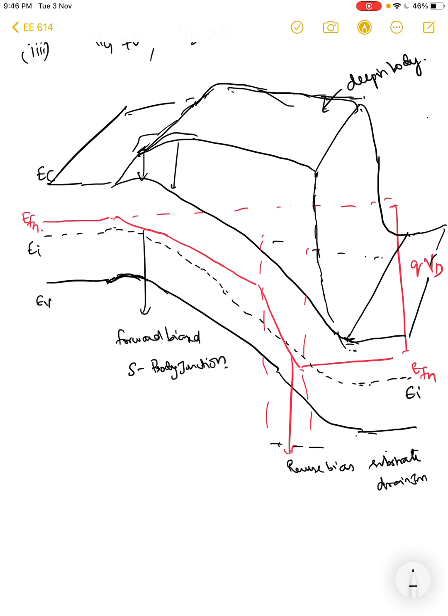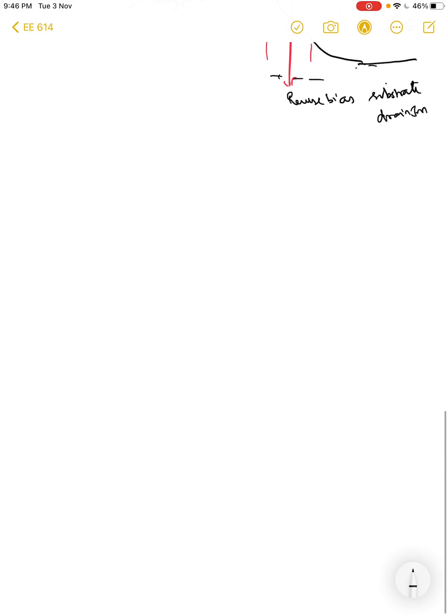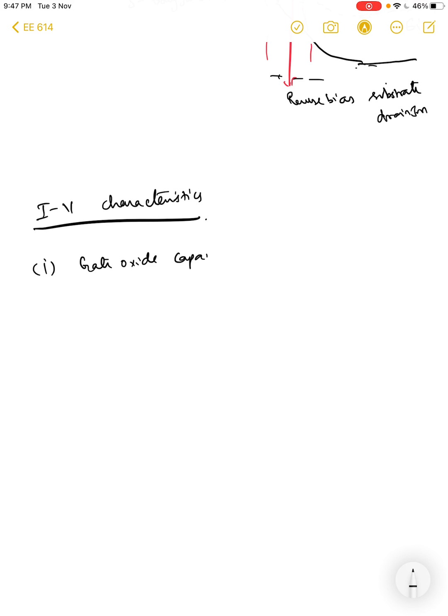With this understanding of the band structure and the electron distribution in the source body drain junction, let us now try and calculate the exact currents in these junctions. As we did in the PN junction, let's make some assumptions. One is that the gate oxide capacitor is ideal, in the sense that there are no trap charges at the interface or in the bulk.